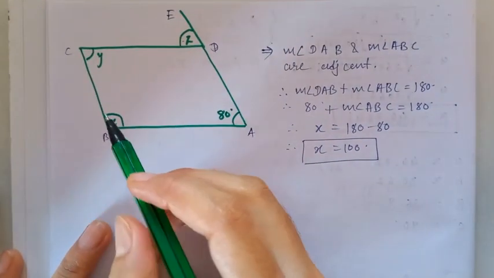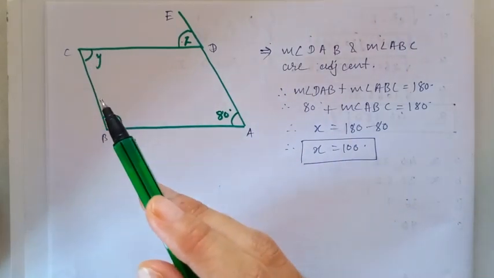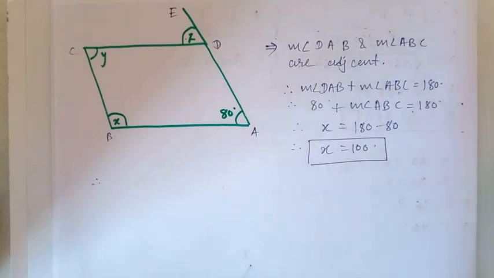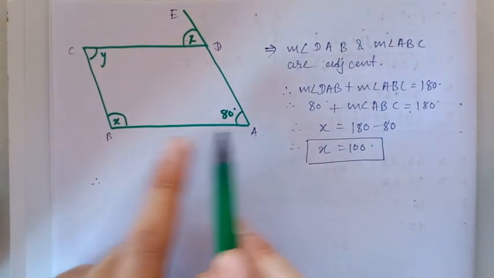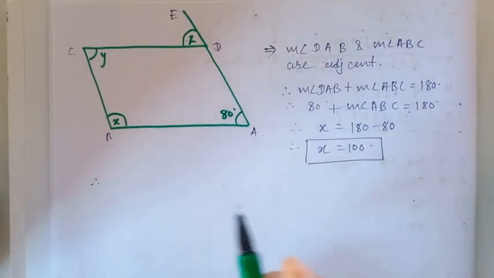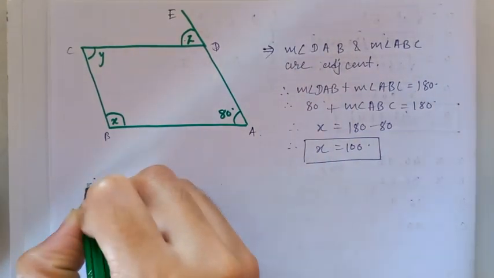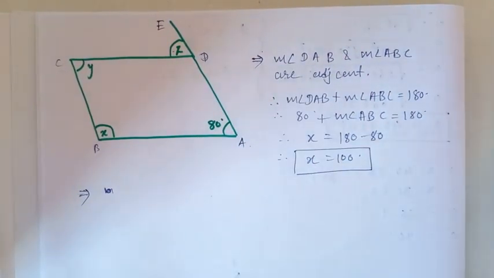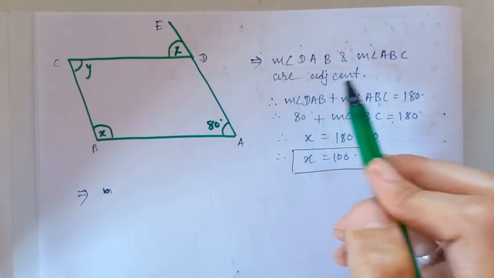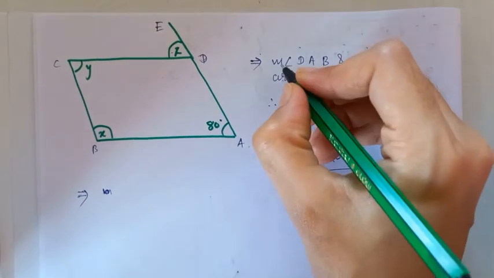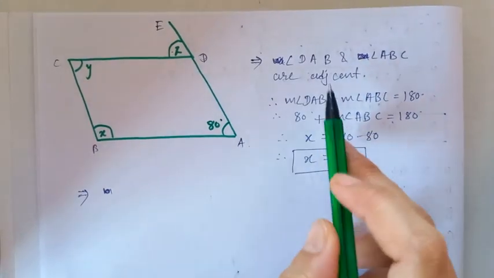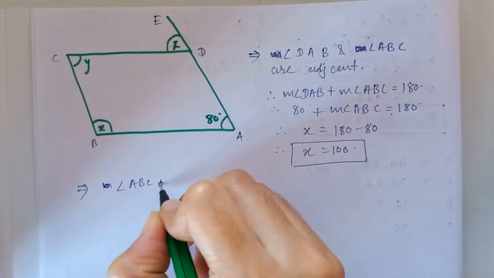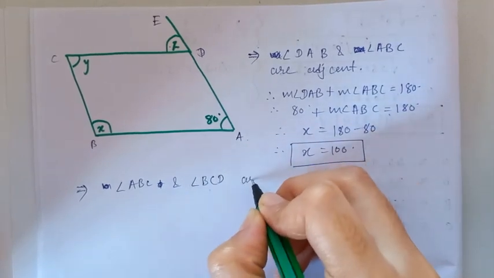Now same thing for y. For simplification I am saying that x and y are adjacent, but actually angle ABC and angle BCD are adjacent, okay. X and y are the values, not the angles. So you should not write the measure of DAB and measure of ABC are adjacent. No, they are values. Values can't be adjacent. Angles can be adjacent, okay. So it is angle and it is measure. So angle ABC and angle BCD are adjacent.